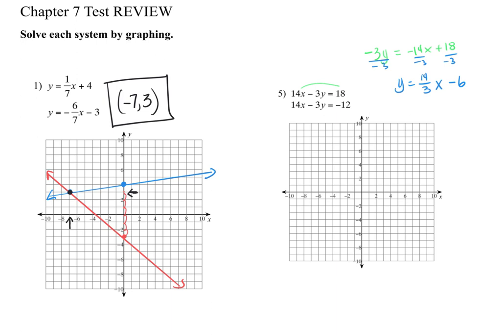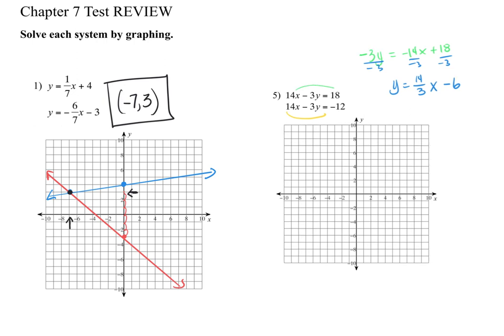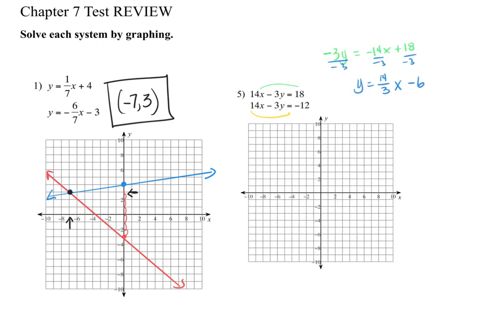I'm going to do the same thing with this one. Move my 14x over. -3y equals -14x minus 12, and then divide everything by -3. What do you automatically notice about these two? They have the same slope.